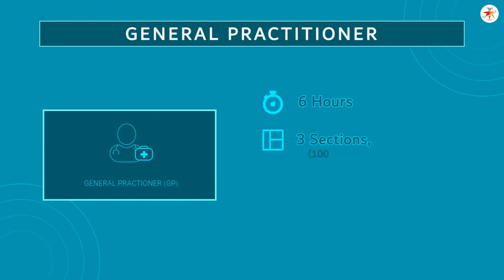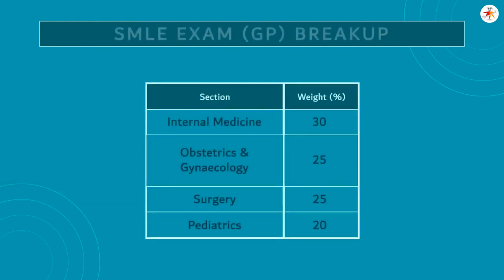Each section contains 100 questions, with a total of 120 minutes duration. You can take 2 scheduled breaks between Section 1 and 2, and Section 2 and 3, with a pooled total time of 45 minutes, to be divided between these 2 breaks, based on your preference. This is the general breakup for different sections in SMLE exam.